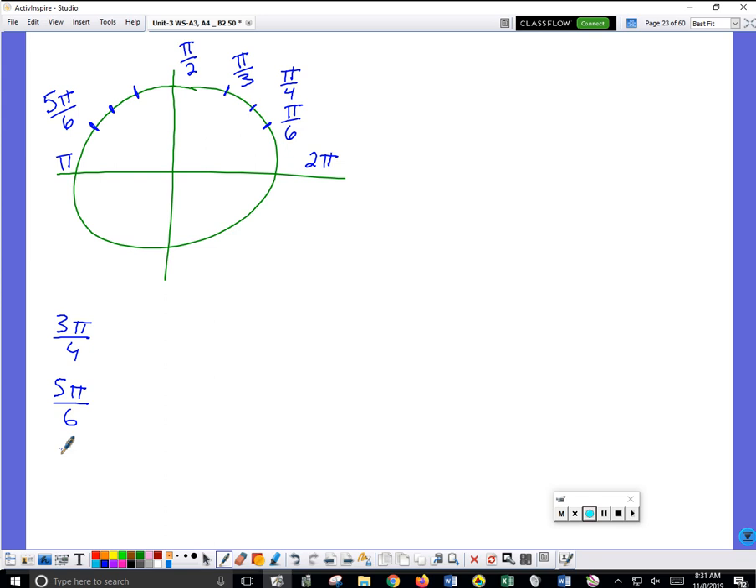Like if I have to find 5 pi thirds, I'm going to count 10 pi 6. So I go 1, 2, 3, 4, 5, 6, 7, 8, 9, 10. There it is.